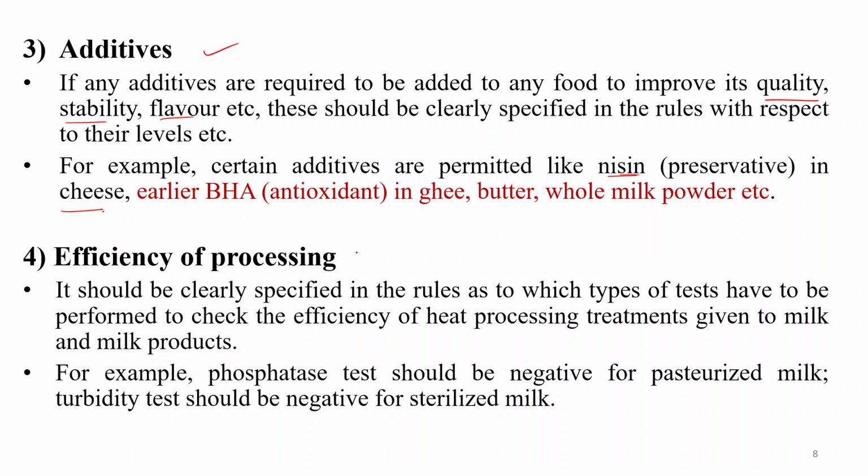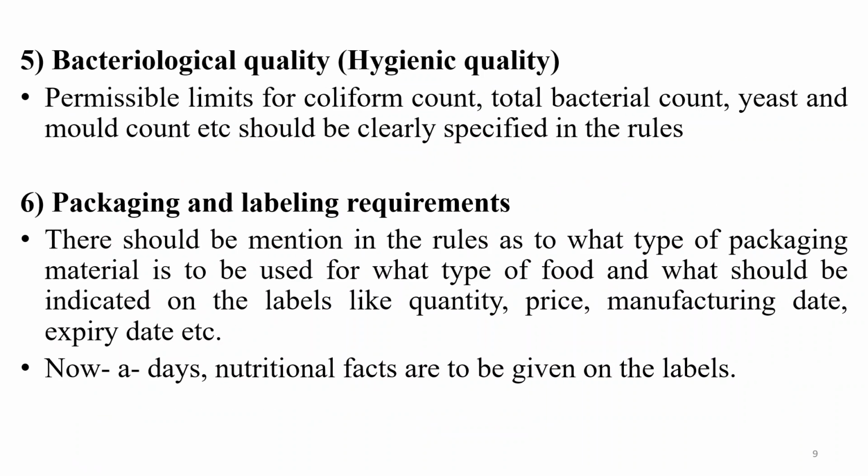And then fourth point is efficiency of processing, that it should be clearly specified in the rules as to what type of test has to be performed to check the efficiency of heat processing given to milk. So we are giving heat processing treatments to milk and products, like pasteurization, sterilization, and what test to be conducted to check the efficiency of these processes. Like we know that the alkaline phosphatase test should be negative for the pasteurized milk, and then the turbidity test should be negative for the sterilized milk. So these to be specified in the rules, what test to be conducted to check the efficiency of processing, that also to be mentioned in the rules.